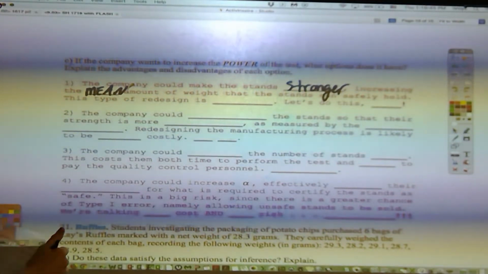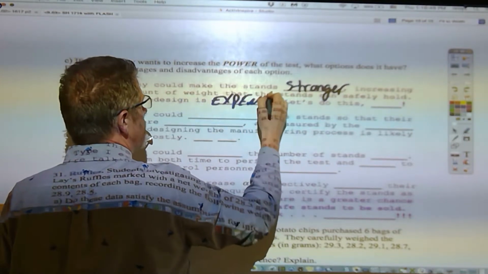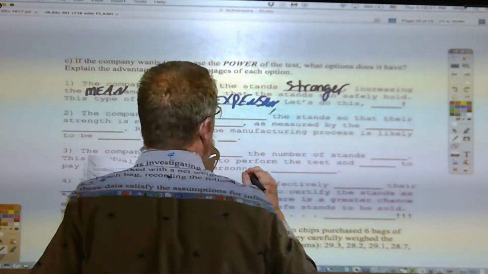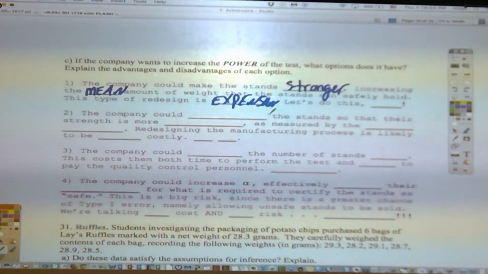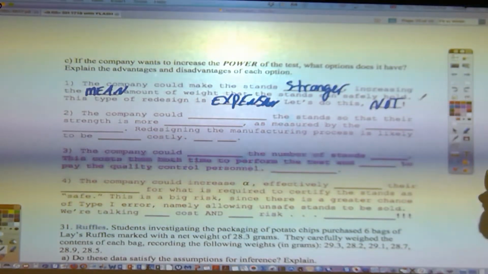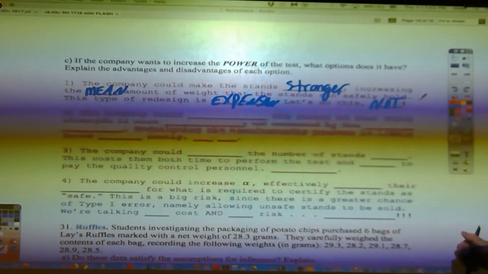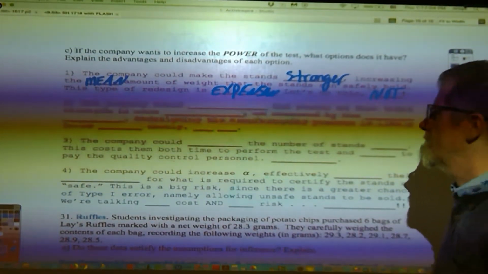Now, that type of redesign is expensive. It's like, wow, let's start from scratch and just make it stronger. We can spend a lot of money and fewer people will get hurt. Let's do this. No, we're not going to do that. It's too expensive. I mean, it would work, but there's three other options.